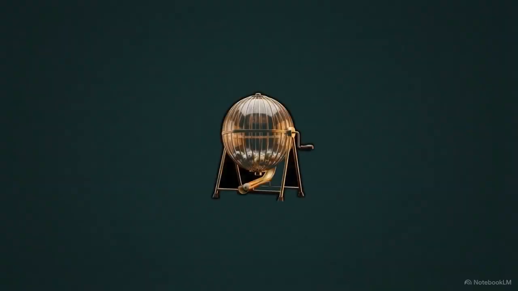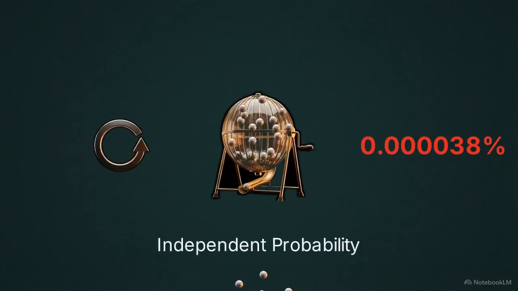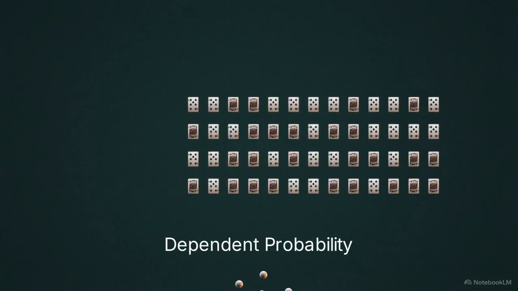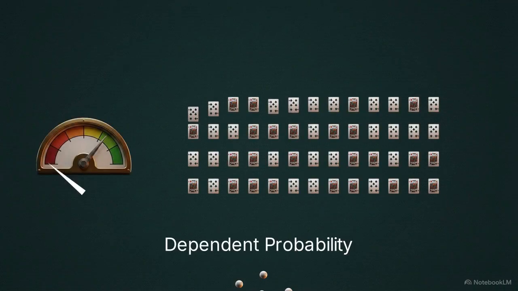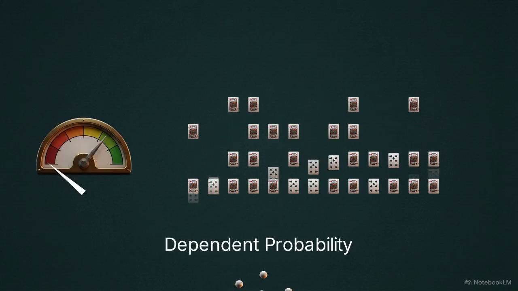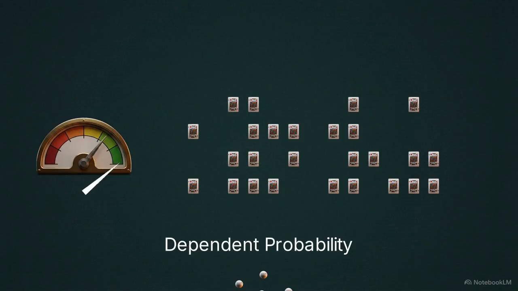To understand his breakthrough, consider a standard lottery. The odds are roughly 1 in 2.6 million. Because the machine resets with every draw, your chances never improve. This is independent probability. Blackjack relies on dependent probability. Every card dealt is permanently removed. If low cards are pulled, the remaining cards are more likely high value. The mathematical advantage shifts toward the player.